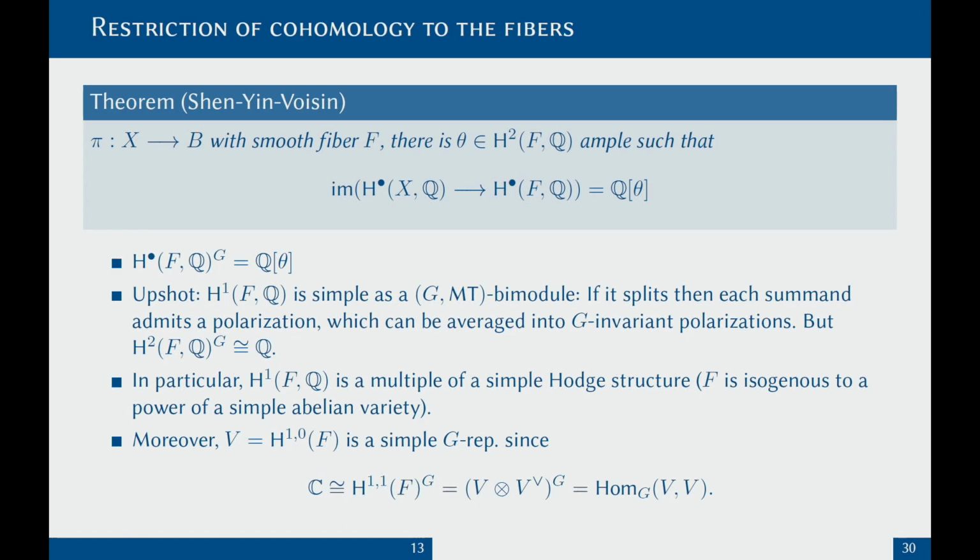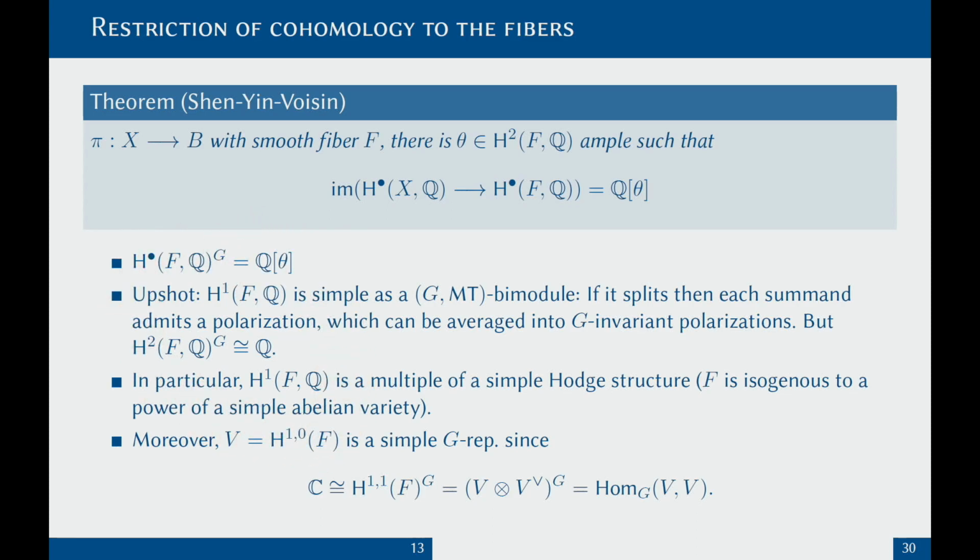So if you think of it, it has two structures. It's a Hodge structure, and it's a G representation. If you think of both structures at the same time, that's why it's a bimodule, then it's simple. One way to see this is if it failed to be simple, it would be a direct sum of two Hodge structures. Both of these Hodge structures would be polarizable, so you could pick polarizations on both of these. Then you could take G to average these polarizations, and both of these polarizations would then be invariant. So you would have two non-proportional G-invariant polarizations. And that would contradict the fact that the G invariants of the second cohomology is just Q.